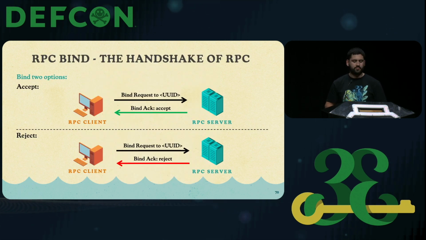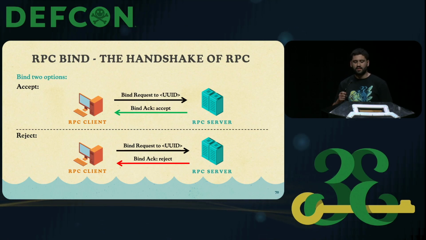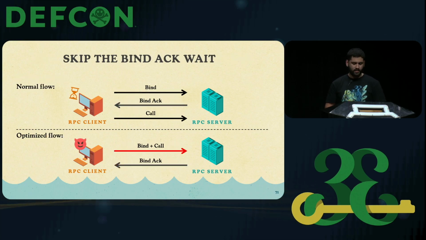But before our first optimization, we must understand the RPC bind. The bind is the handshake. The client tells the server which interface it wants by sending the interface UUID. Then the server can accept or reject with the bind acknowledgement. According to Windows RPC documentation, the client must wait for the server bind ACK before sending the RPC call. But waiting wastes critical time.